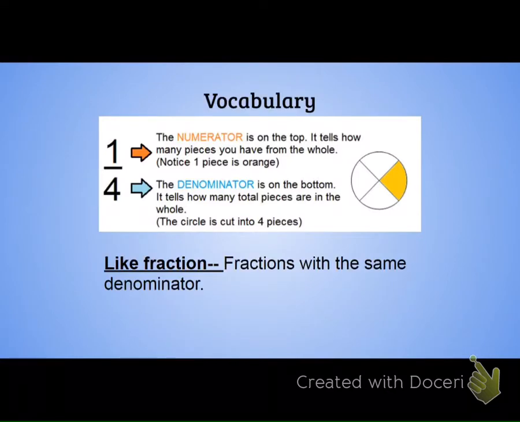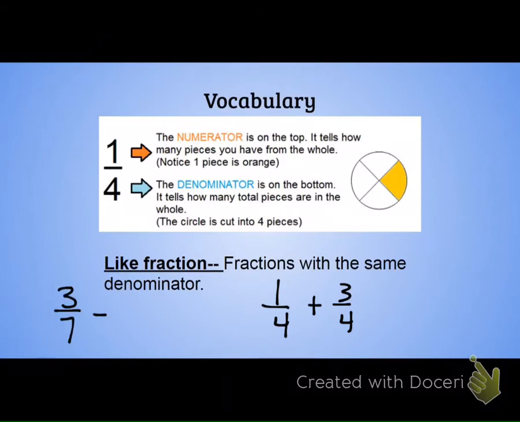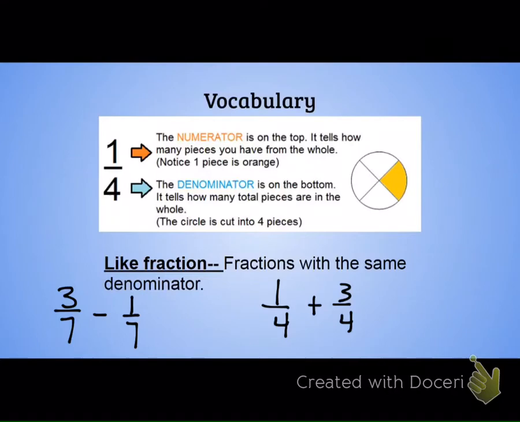So let's go ahead and add that definition, a like fraction: fractions with the same denominator. Okay, so for example, a like fraction would be 1/4 and 3/4. If we were to add those together, that would be a like fraction. 3/7 minus 1/7, those would be like fractions. Why are they like fractions? Because as we look at the denominators, those denominators are the same.